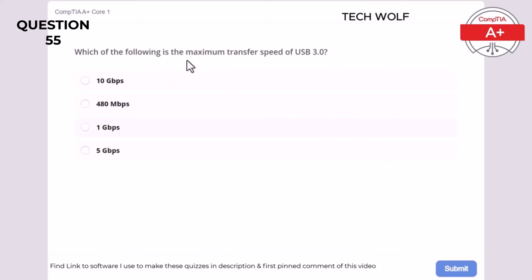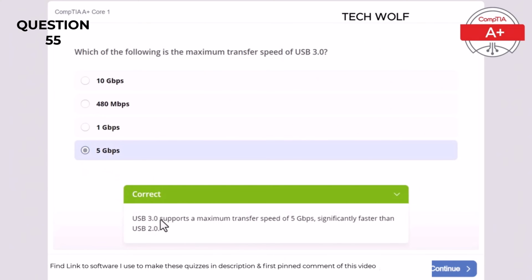Which of the following is the maximum transfer speed of USB 3? 10 GB, 480 MB per second, 1 GB per second, or 5 GB per second? And the correct answer is 5 GB per second. USB 3 supports a maximum transfer speed of 5 GB per second, significantly faster than USB 2.0.